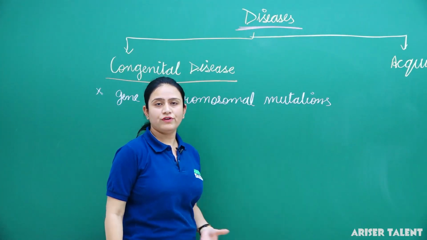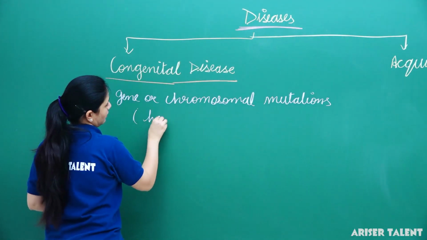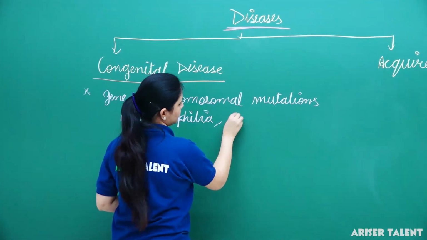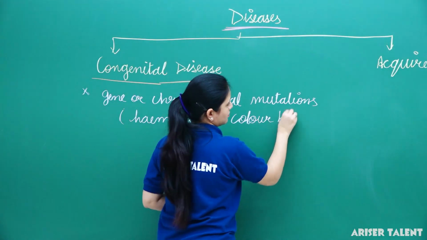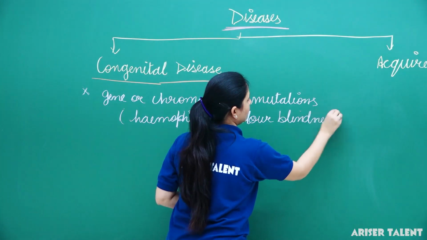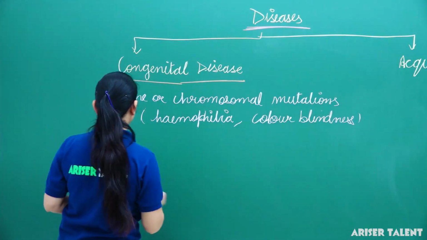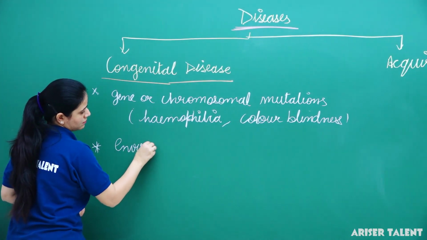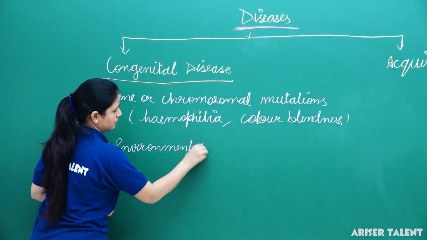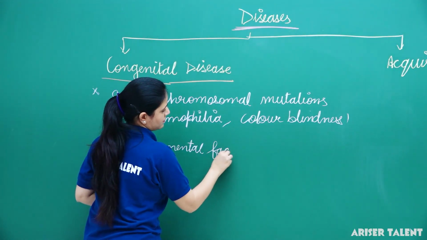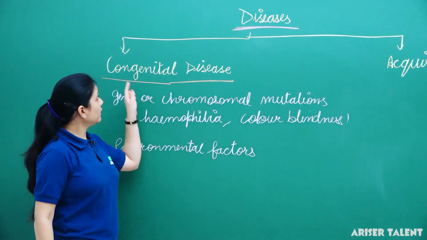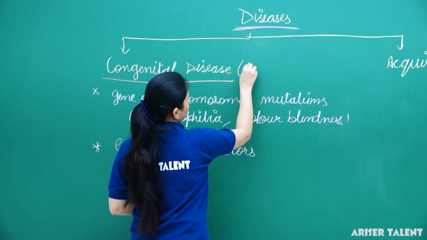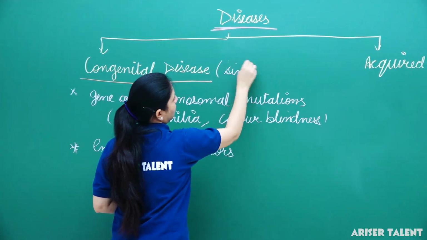Like hemophilia, color blindness, and some may be from environmental factors. So what are congenital diseases? These diseases are found by birth. These are since birth.